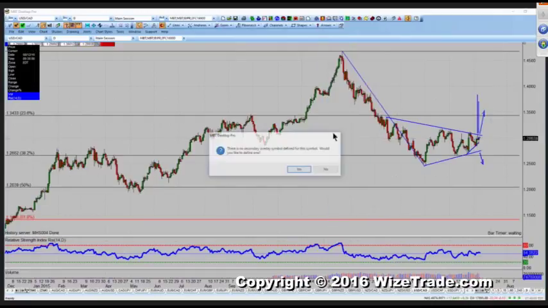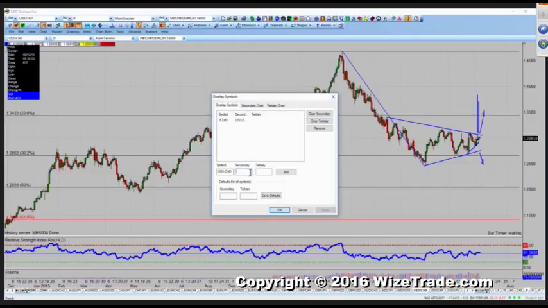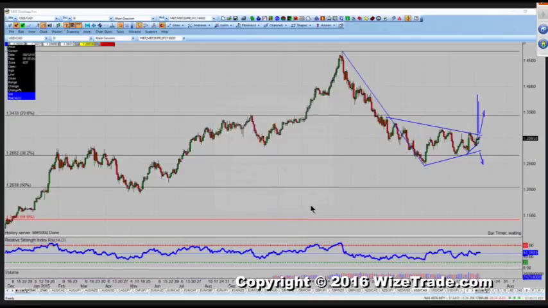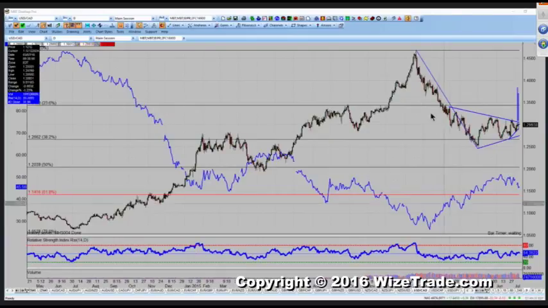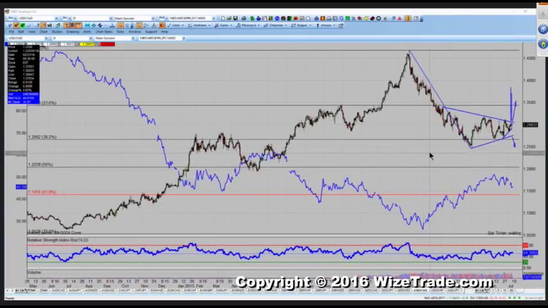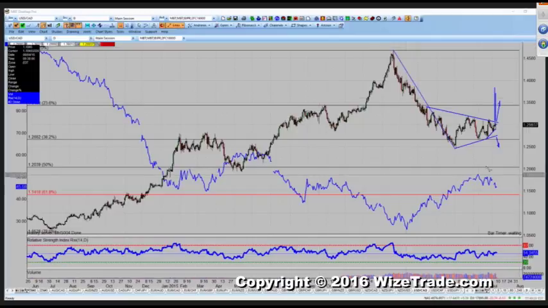I'll just do it this way. Okay, so here's crude. So crude's breaking lower already. Whoops, I didn't want to do that. Crude's breaking lower already.